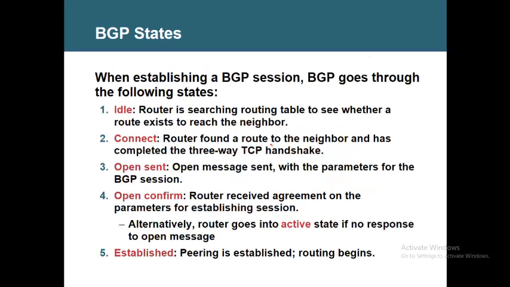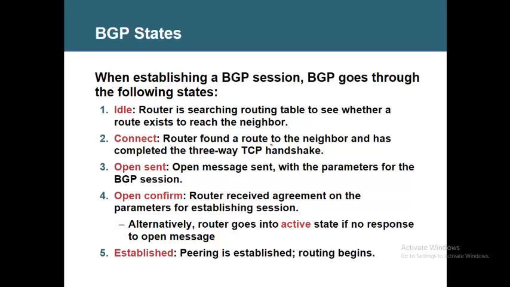Then we learned BGP states: idle state, connect state, open sent, open confirm, and established. When it is trying to find the best route to reach the neighbor, it will be in idle state. After finding the route, it sends the connection establishment three-way handshake packets. Once that is done, it goes to open sent state, where the very first BGP packet with the router ID goes to the neighbor.